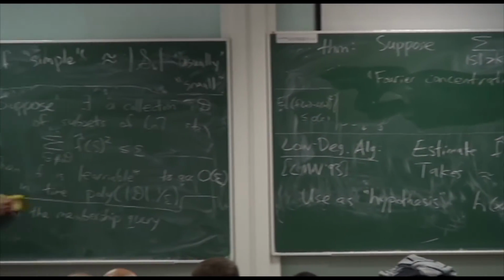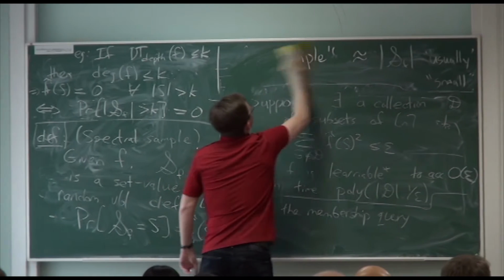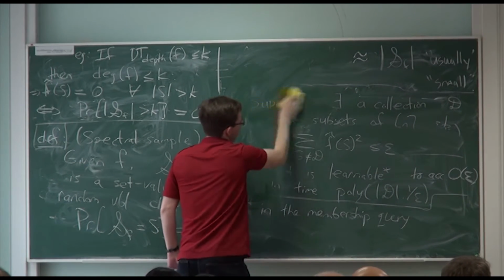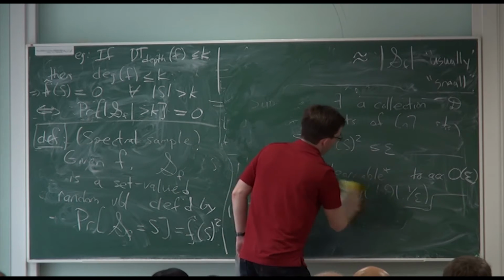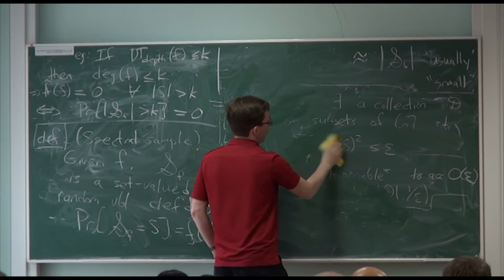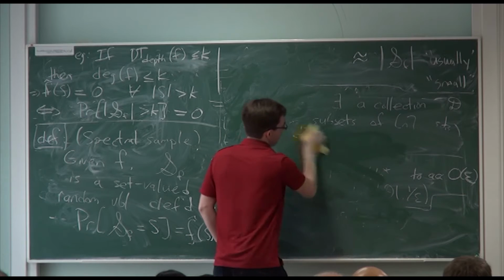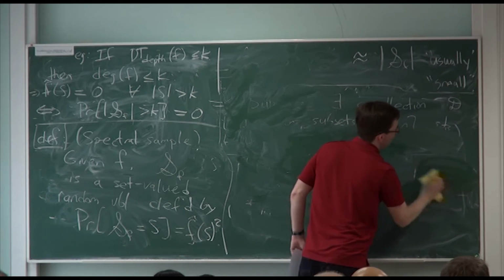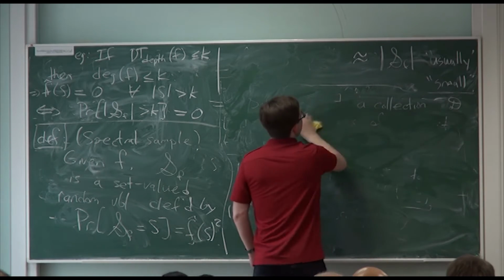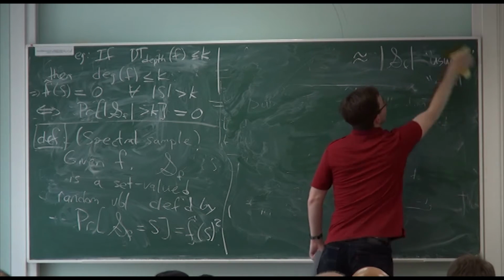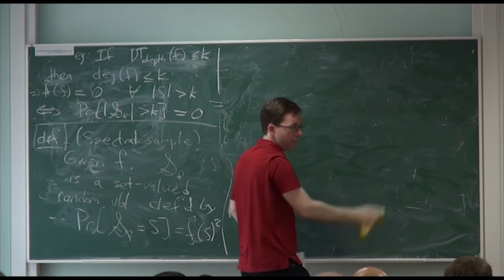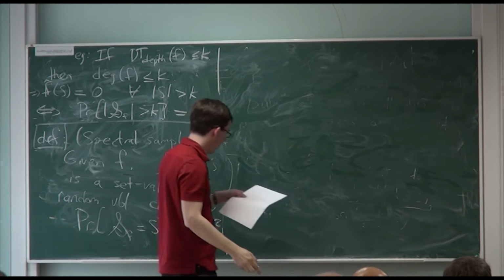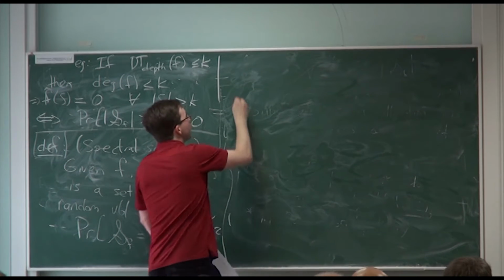Let me erase this now. Before I can tell you about average sensitivity, which is a quantitative property of Boolean functions, I need to tell you about a similar property called influences. So I'll start with this definition of something called influences.